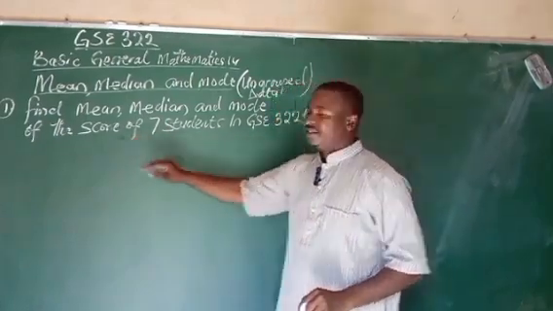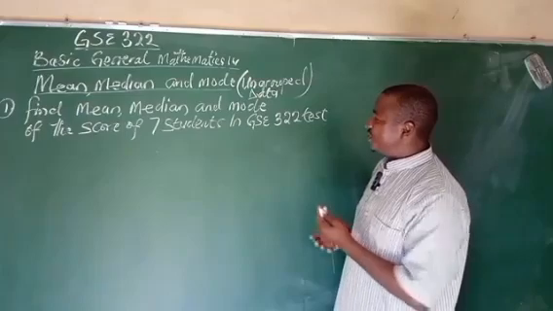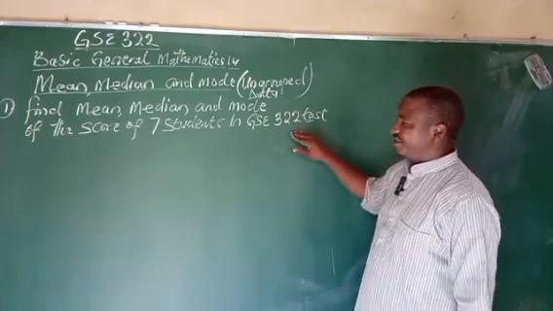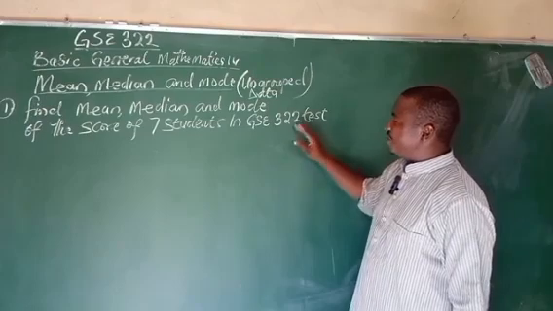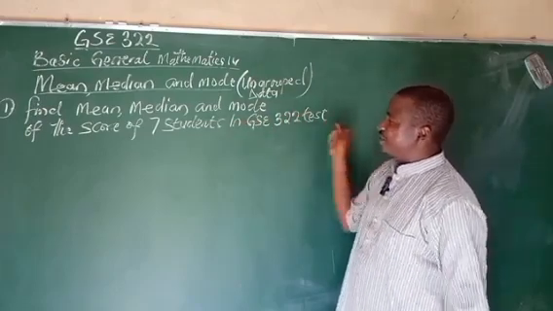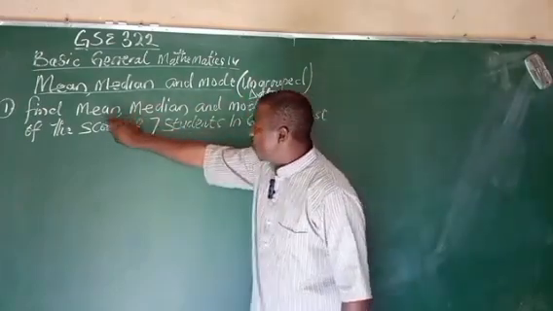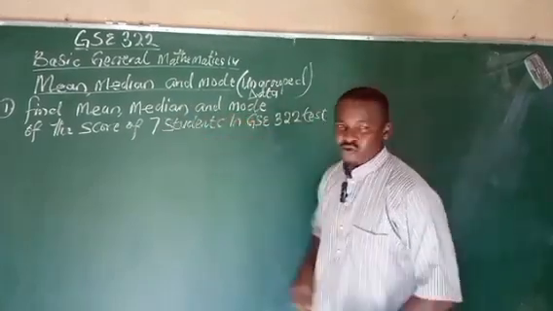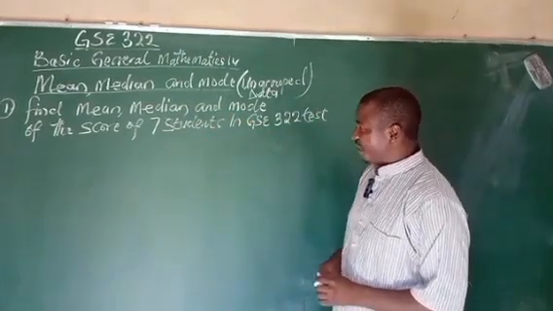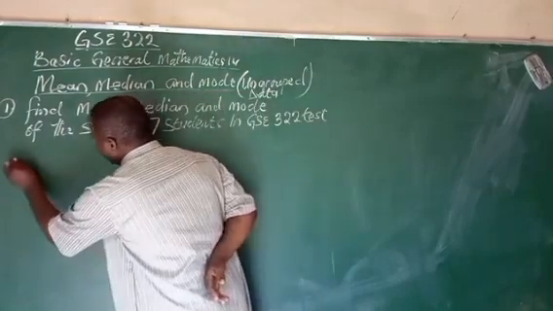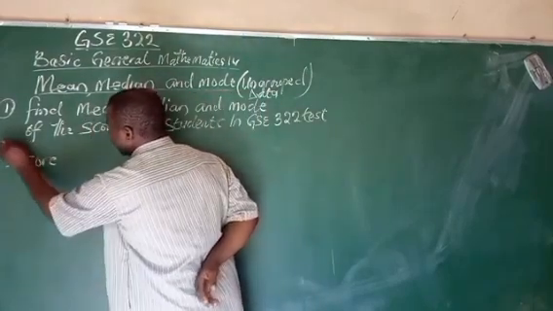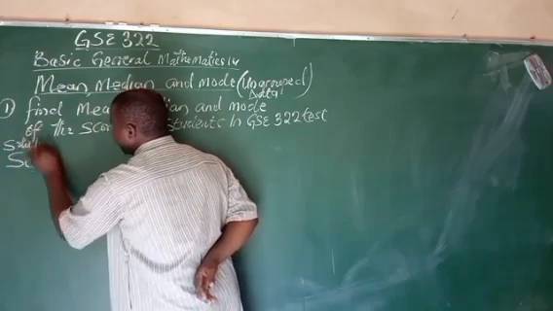Here in this question, it is 7 students that sat for the GSE 322 test. And having obtained the scores, we are asked to find the mean score, the median score, and the modal score of these 7 students. Now the scores are as follows. That is the solution.